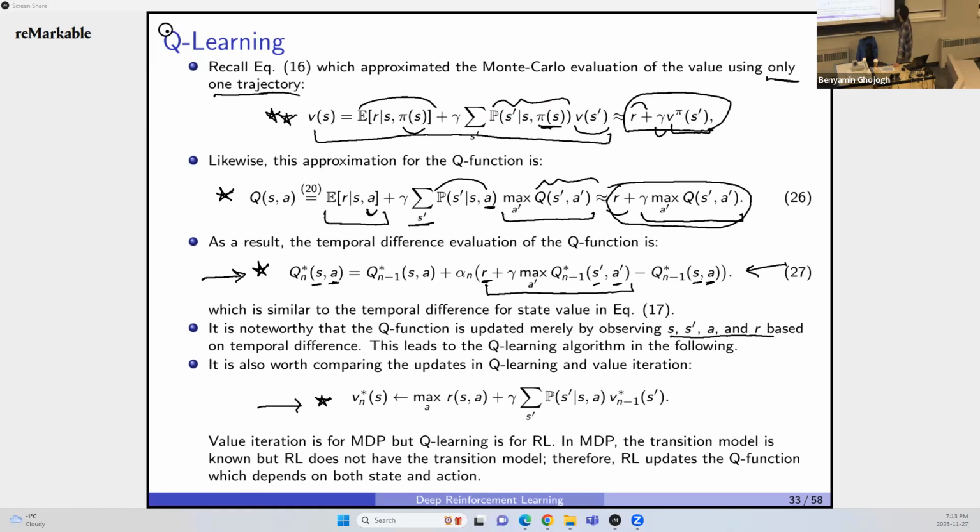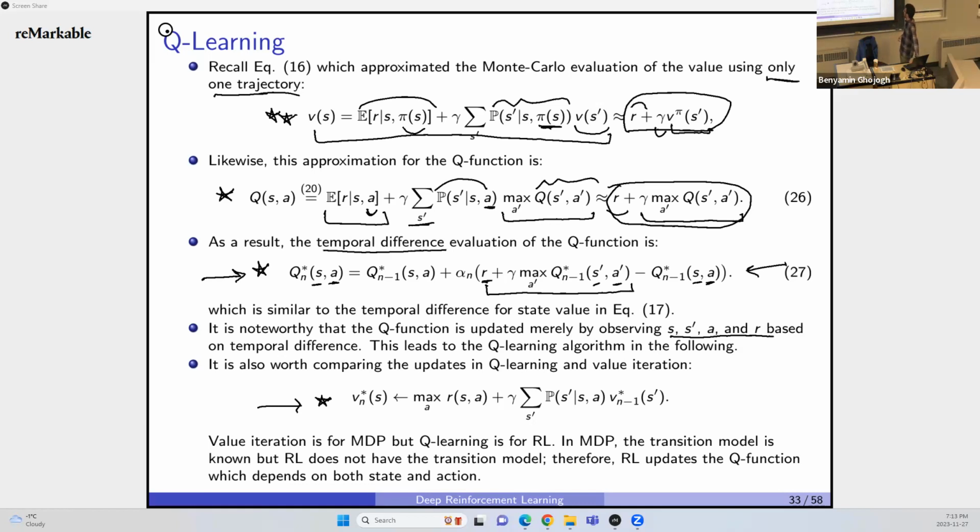So likewise, we can have it in the Bellman equation for Q in equation 26, where we are using only one sample, right? And do you remember we did this for finding the temporal difference out of the incremental update for value V? We can do it the same for Q. So basically what I did for value V, I'm doing it for Q. So it gives me equation 27. And what is that? This is a temporal difference evaluation of Q, right?